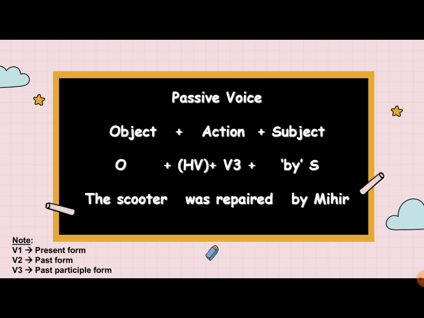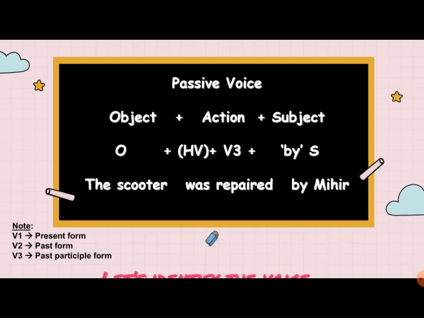And passive voice will always have a helping verb: is, are, am, was, were, has, have, had, and we also add the word by before the subject. So remember this formula: O plus HV plus V3 plus by subject. The scooter was repaired by Mihir. If you remember these two formulas, then this topic will become very, very easy for you. So please copy it down in your grammar notebook.